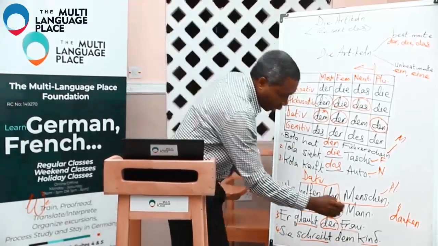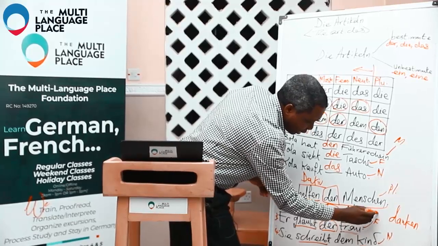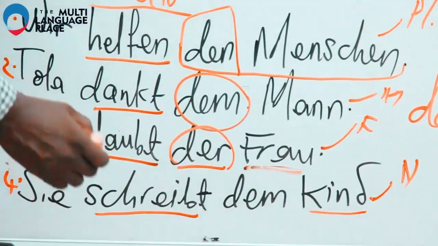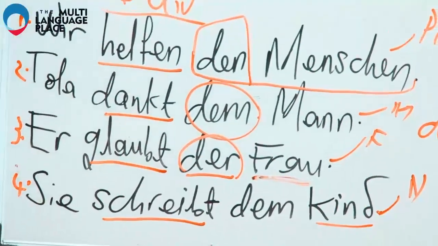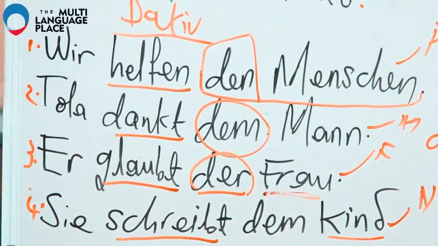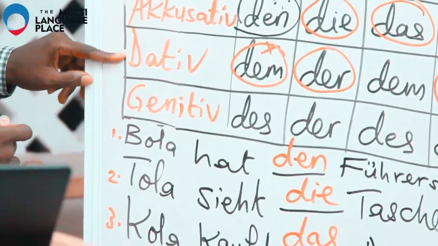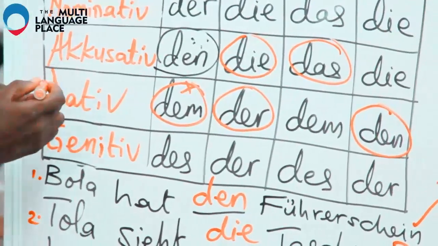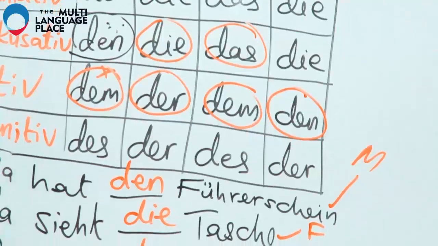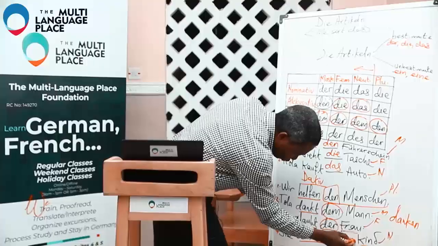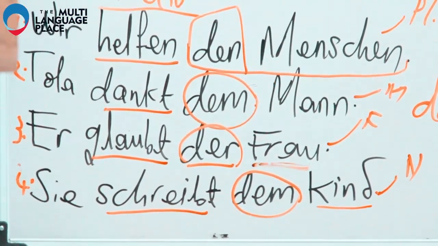This one is neuter. So this Kind is neuter. Frau is feminine. Mann is masculine. Okay? So this one, the child, is neuter. So we look for neuter noun, singular under dative. So dative, this is dative. And we look for singular noun that is neuter. Neuter, neuter, this is neuter, singular. So we have dem. Alas, we are there. So sie schreibt dem Kind.